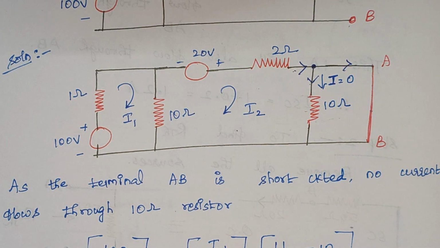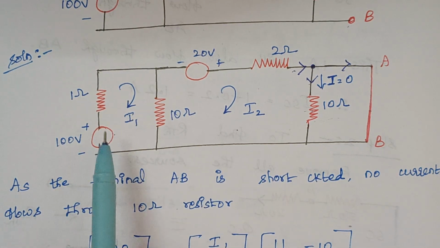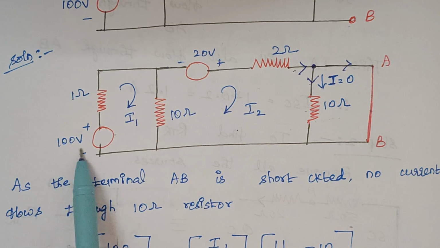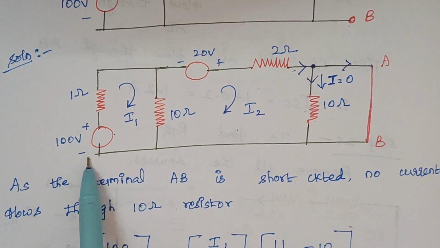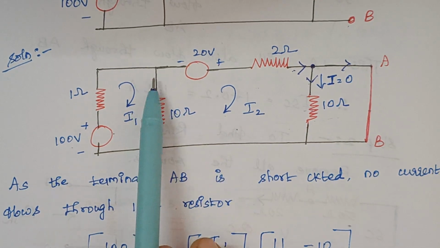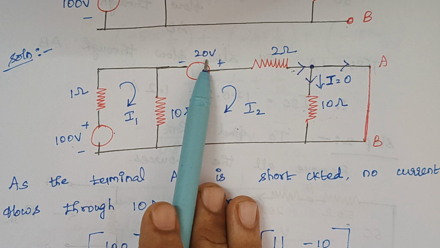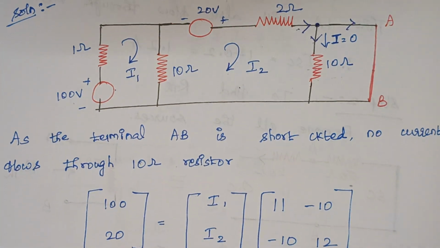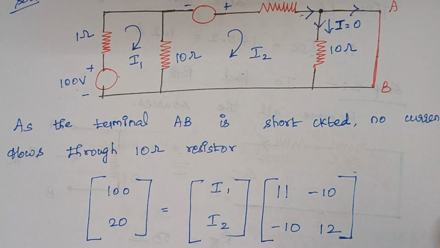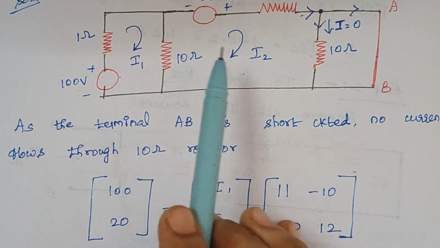Again by inspection method, when you frame matrices, you see this is your loop 1. Here we are having a voltage source of 100 volt. Again, we are moving from minus to plus, therefore plus 100 volt. In loop 2, we are moving this way, again minus to plus. Therefore, it is plus 20. So when you frame matrices, you see 100 volt and 20.